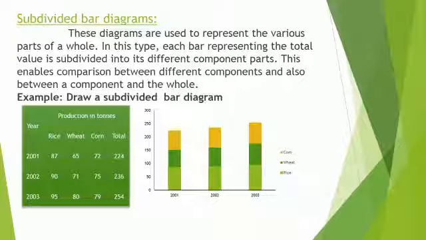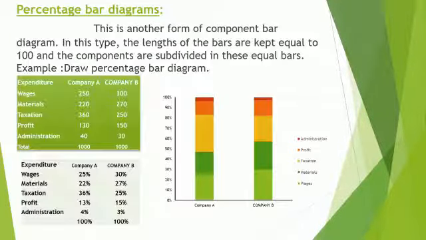This is a multiple bar diagram. Sorry, not a multiple bar diagram, it is a subdivided bar diagram. Percentage bar diagram is another form of component bar diagram. In this type, each bar is kept equal to 100 because it is a percentage bar diagram. Each data we convert into percentage, and the components are divided into these equal parts. Example: draw a percentage bar diagram.